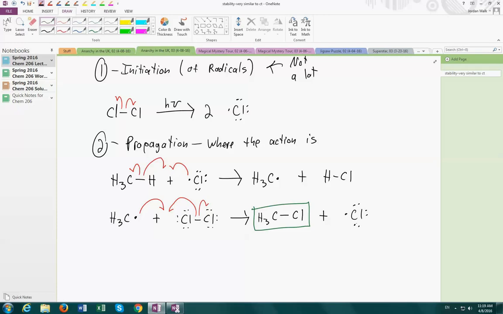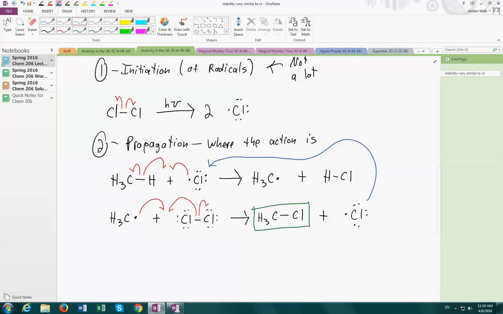We have our initiation that just barely happens some, and we get some radicals. And then our chlorine radical comes down here, and it starts off this propagation step. And so at the end of the propagation step, what we've ended up with is our product, but also we've regenerated another chlorine radical. And so now this chlorine radical is free to go right back up here and kick off another propagation step. So lots and lots of methyl radicals and lots of products can be generated from the result of really just one initiation step above.